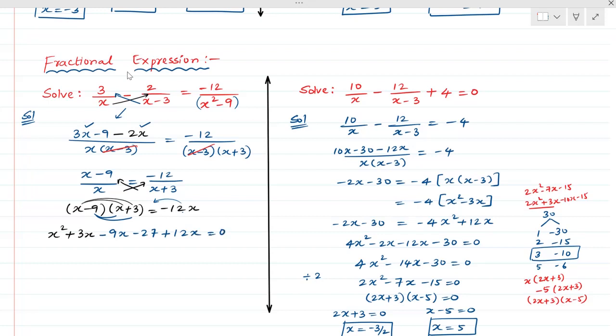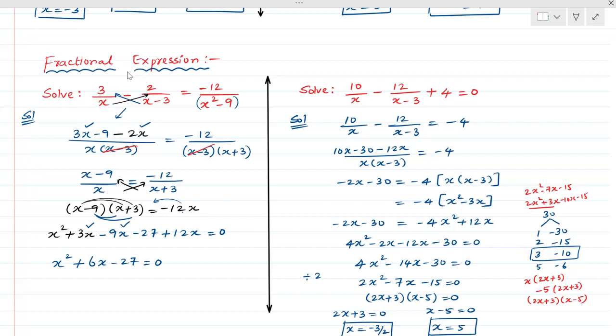Now you will simplify. What is the simplification? x square, only one term. What is the x term? Here this is minus 6. Minus 6 plus 12, which is plus 6x minus 27 is equal to 0. Now we will solve this part. How will you solve this one? By using the factoring technique.